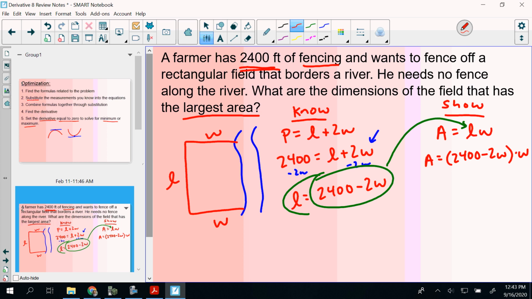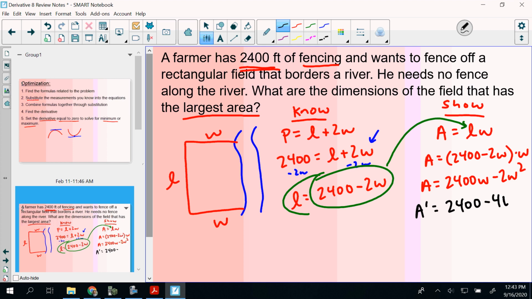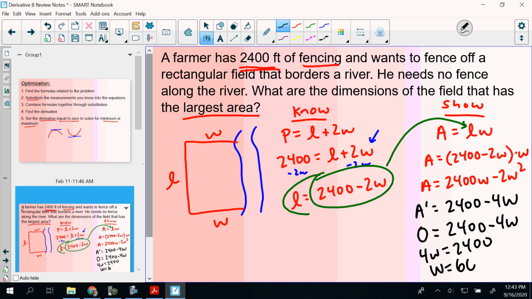We could find the derivative at this point. It's going to be easier, though, if we do a little simplifying. Let's distribute that W on the outside. Now let's go to our derivative. To maximize something, find the derivative, which here would be 2,400 minus 4W, and then set it equal to 0. That's where you're going to get your maximum or minimum. So if we set this equal to 0 and solve now, we get 4W being equal to 2,400, and it looks like our width that's going to maximize is going to be 600 feet.